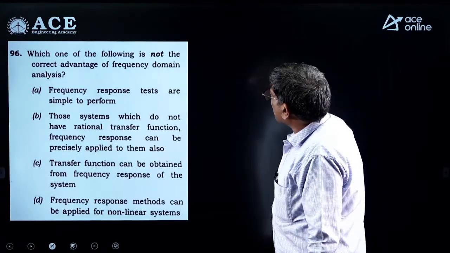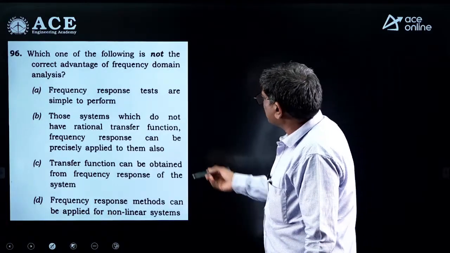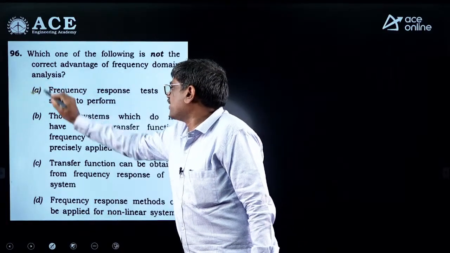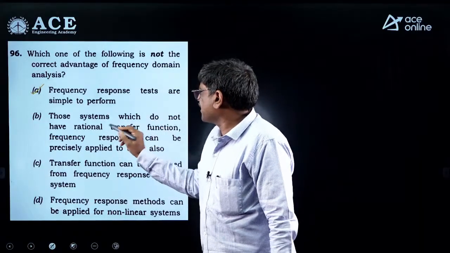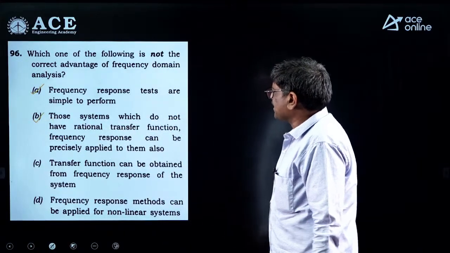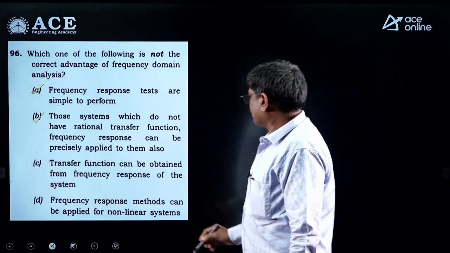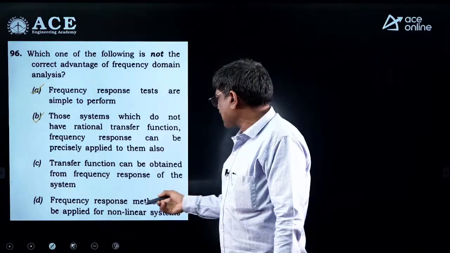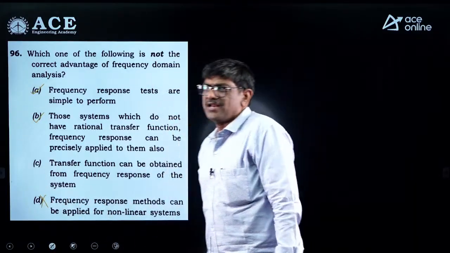Then which one of the following is not the correct advantage of frequency response? Frequency response is easy, it is an advantage only, simple. And for systems which are not rational, we can even perform it. Frequency response is easy for the rational transfer function also. So directly it is visual. Frequency response method can be applied for non-linear? No, it cannot apply. It is for only linear systems.